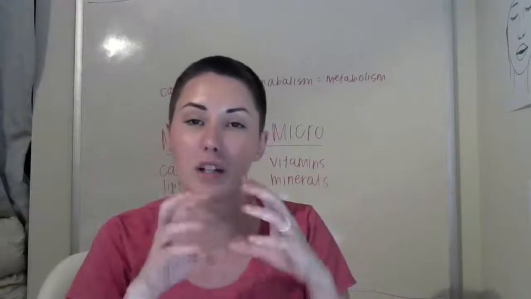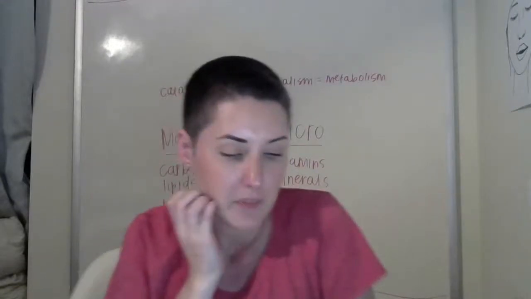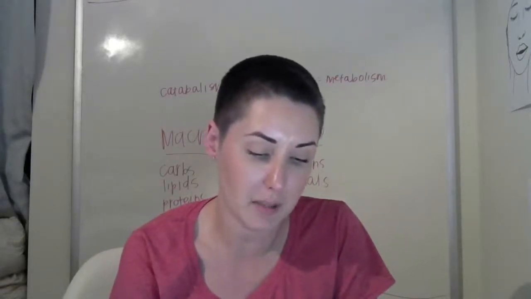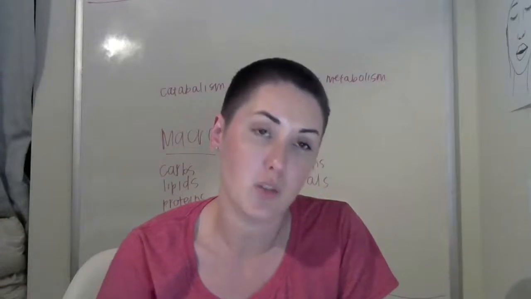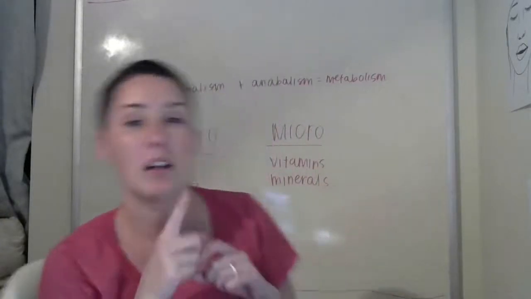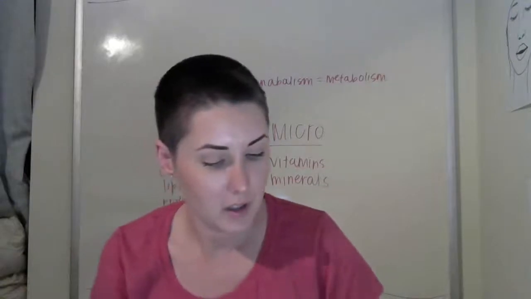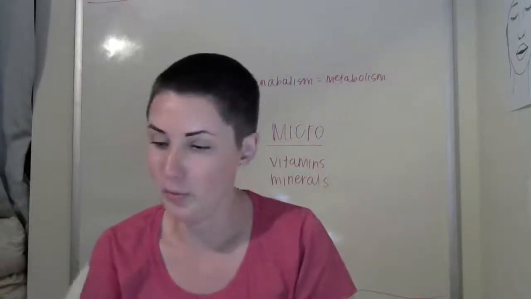So the smaller it gets, the more powerful it is. On the other hand, anabolism is the process that builds nutrient molecules and combines smaller molecules into more complex chemical compounds. These work together, so catabolism plus anabolism is metabolism. Definitely, I would know those bolded words.